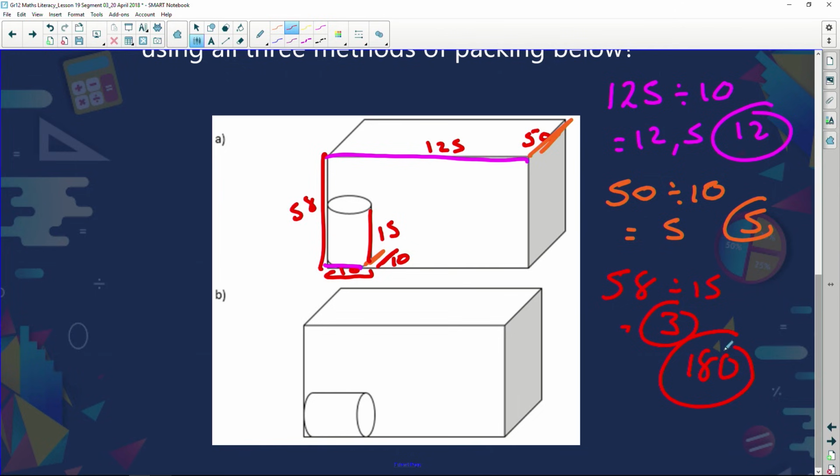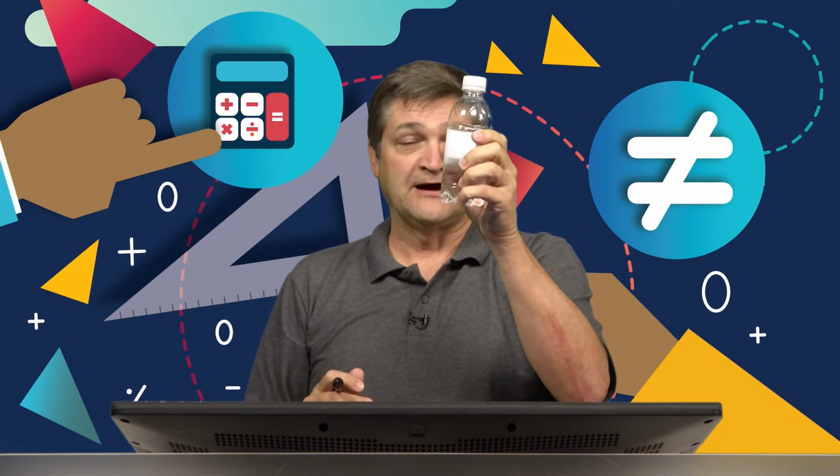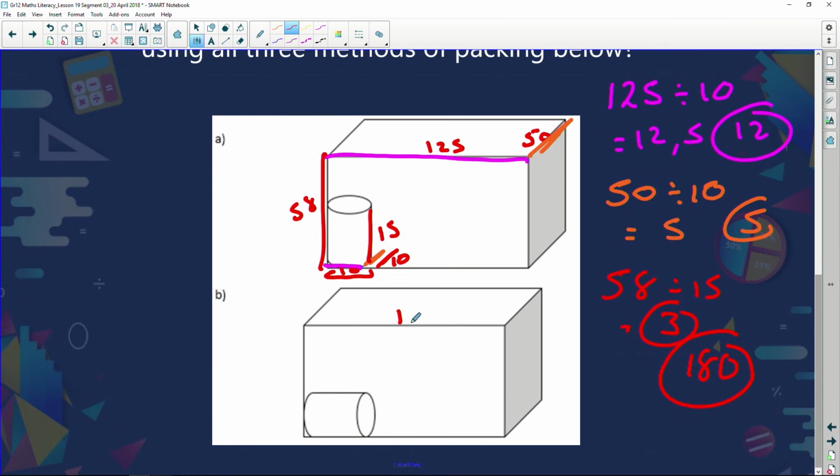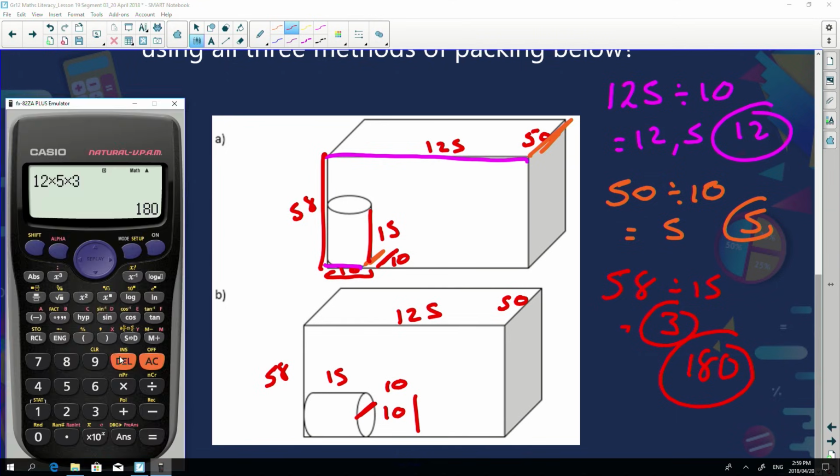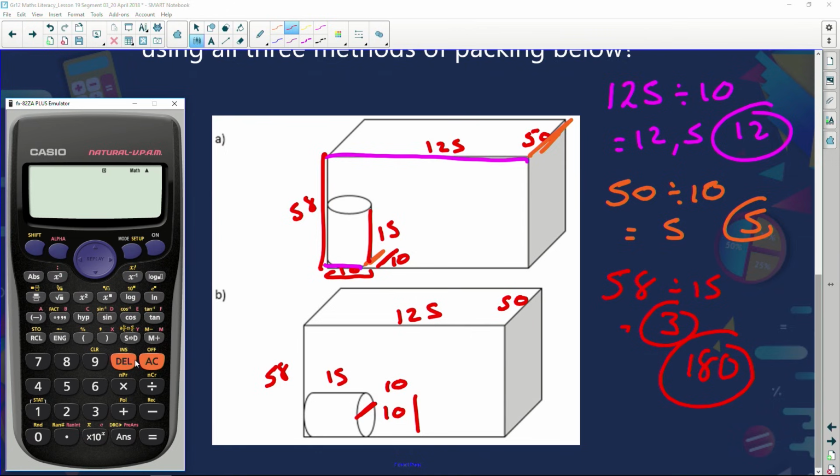Now let's take our cans and go the other way. So instead of standing our cans upright, we're going to lie them on their side. So again, folks, I know this is 125, I know this is 50, and I know this is 58. I know that's 10. If that height is 10, the width is also 10. And then the length of the can is 15. We are running out of time, so I'm going to try and do this as quickly as possible because I want to show you how packaging can affect the number of cans.